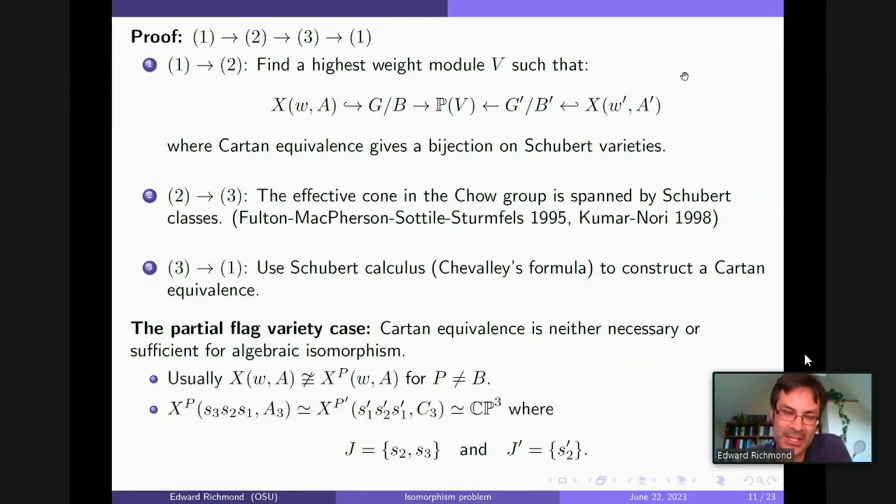Yeah, exactly. This is the variety cell decomposition, where you sort of grow it from the bottom, and then you take a limit. Yeah. So some comments. I'm going to switch to talking about the cominuscule case in just a second. I want to mention that when you attempt to use Cartan equivalence for the partial flag variety case, as it stands on its own, it's neither necessary nor sufficient.